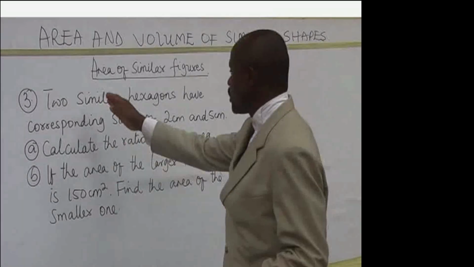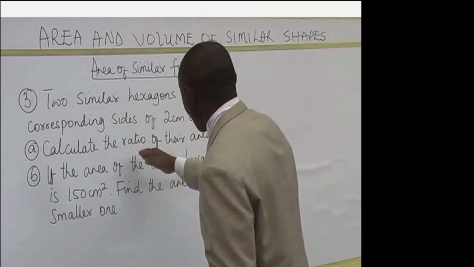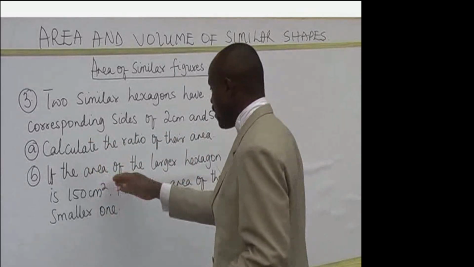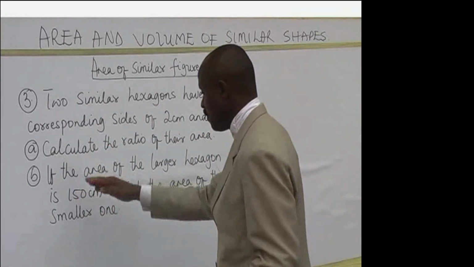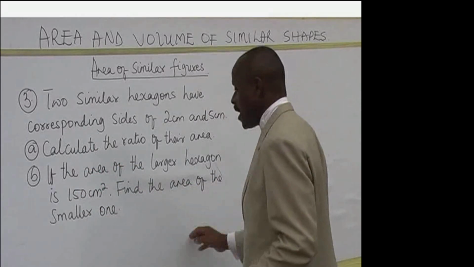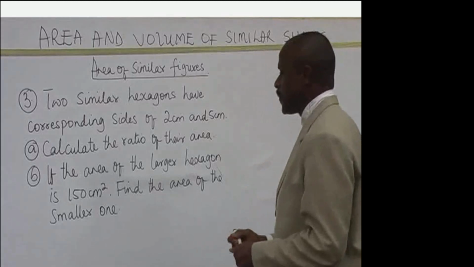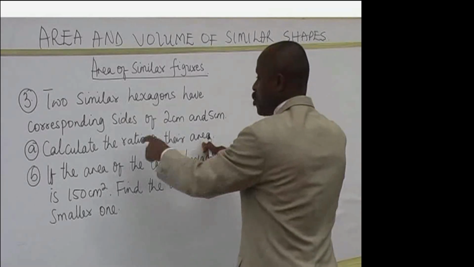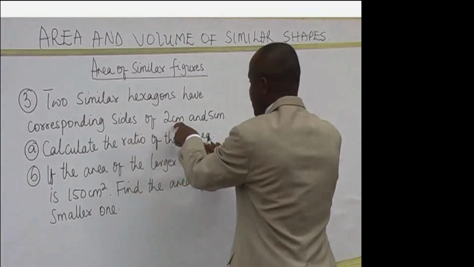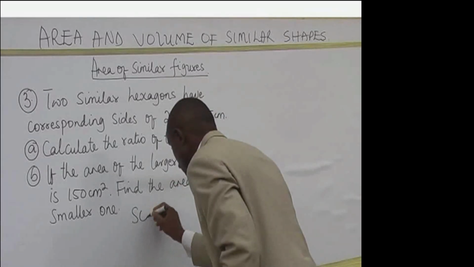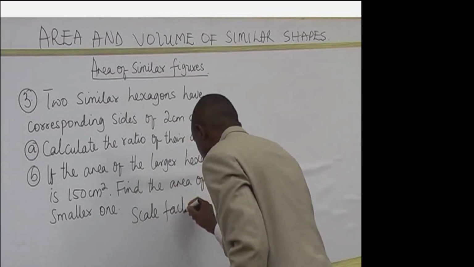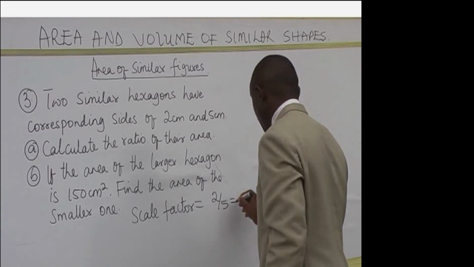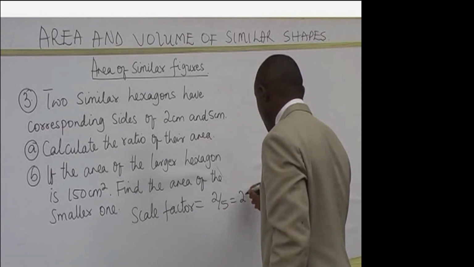Okay, two similar hexagons have corresponding sides of 2 cm and 5 cm. Calculate the ratio of their area. If the area of the larger hexagon is 150 cm squared, find the area of the smaller one. Calculate the ratio of their area. They told you that the corresponding sides are this and this. That means the scale factor is equal to 2 all over 5, and the scale ratio is 2:5.